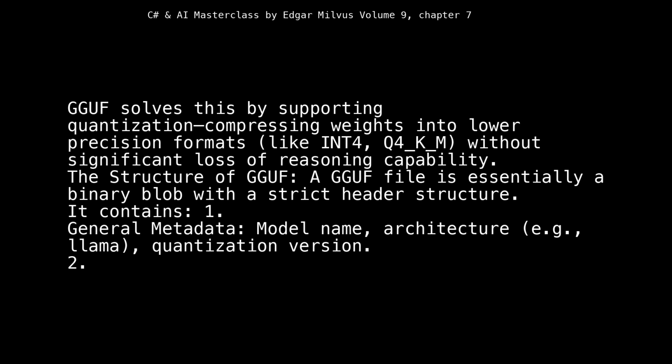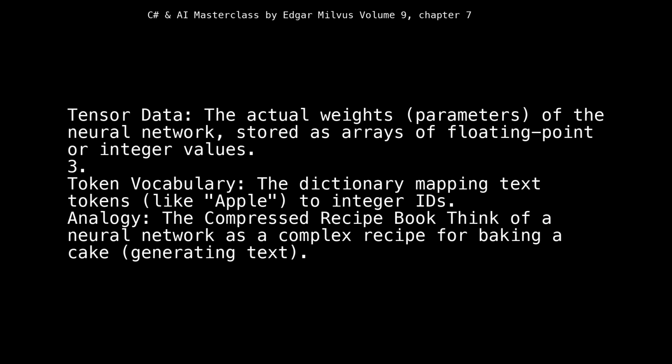GGUF solves this by supporting quantization, compressing weights into lower precision formats, like int4, q4_k_m, without significant loss of reasoning capability. The structure of GGUF: a GGUF file is essentially a binary blob with a strict header structure. It contains 1. General metadata: model name, architecture, e.g., Llama, quantization version. 2. Tensor data: the actual weights, parameters, of the neural network, stored as arrays of floating point or integer values. 3. Token vocabulary: the dictionary mapping text tokens, like Apple, to integer IDs.